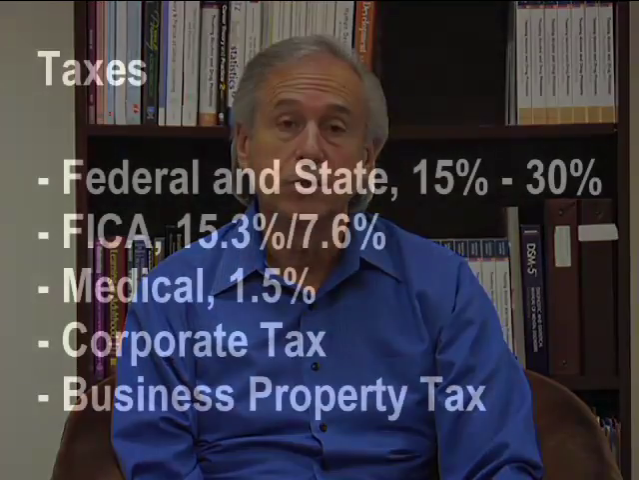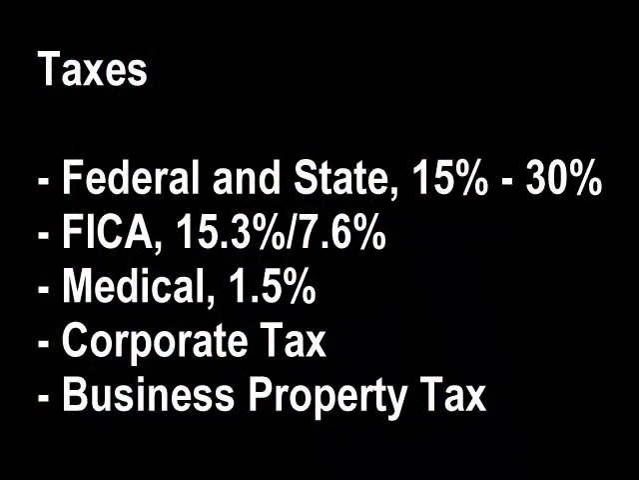Now let's take another look at taxes. We're all familiar with the income tax. That can range from 15% to 30% or more, depending on what you earn. But there's also FICA, Social Security tax. If you're self-employed, you're paying both halves of that, the rate of 15.3%. If you're employed, of course, your employer pays half of that, but you still pay 7.6% towards Social Security.